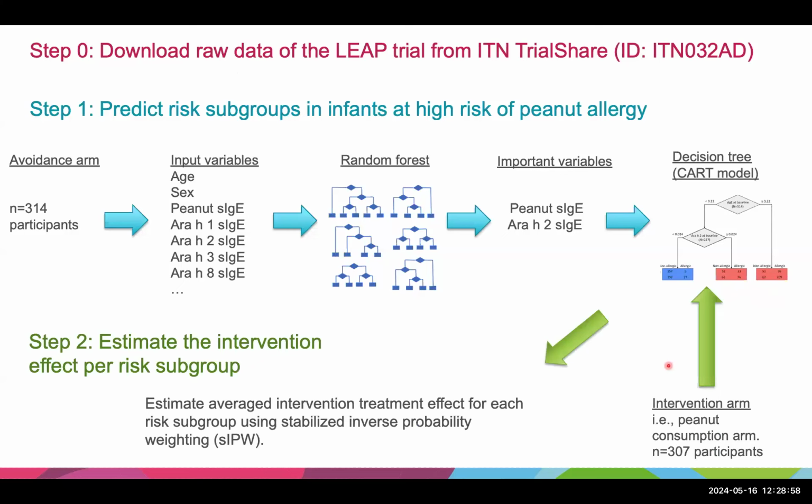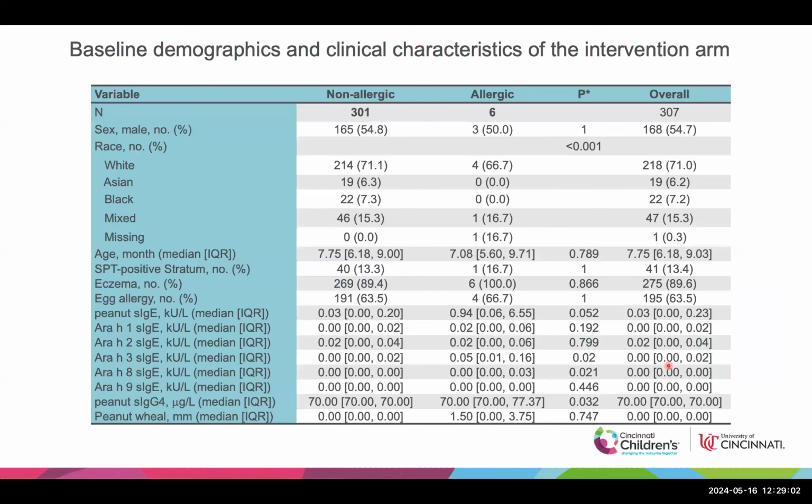We wanted to determine the intervention effect for each of these risk subgroups. For that, we used infants in the intervention arm, and only those infants that actually received the intervention. There were, I think, 7 infants that were deemed allergic, so they were tested to be allergic at baseline already and didn't receive the intervention. So we excluded them from this study. We had 300 out of the 307, and only 6 were allergic at the end of the study.